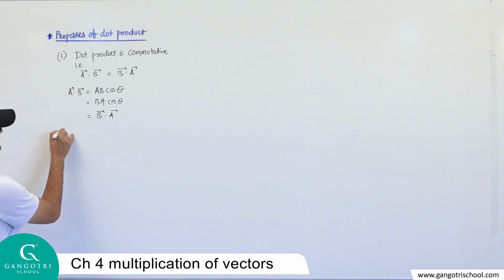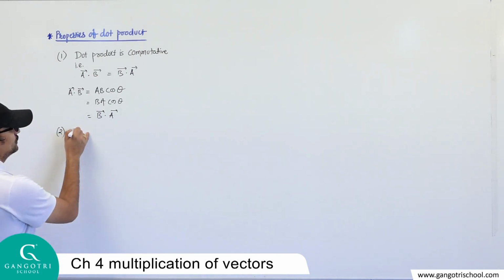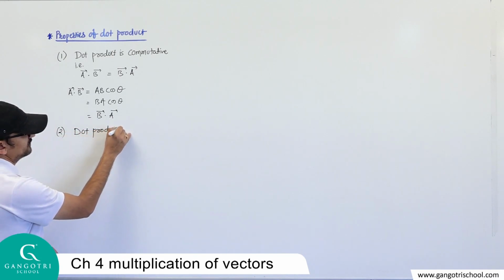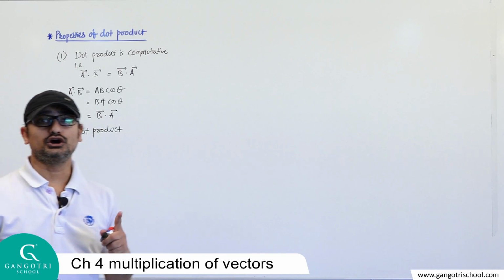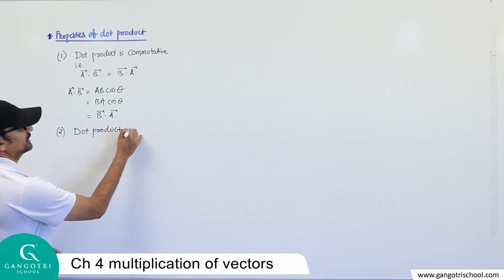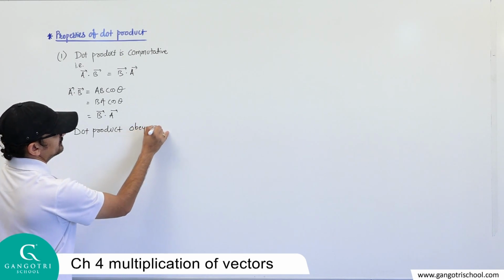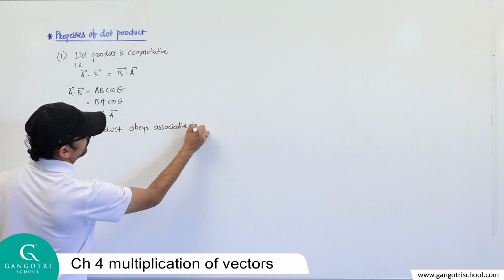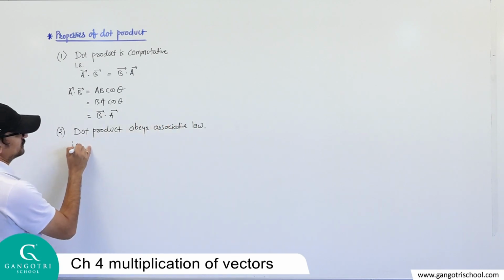Okay. The second property: the dot product obeys the associative law. Okay, it means what? I'll explain.